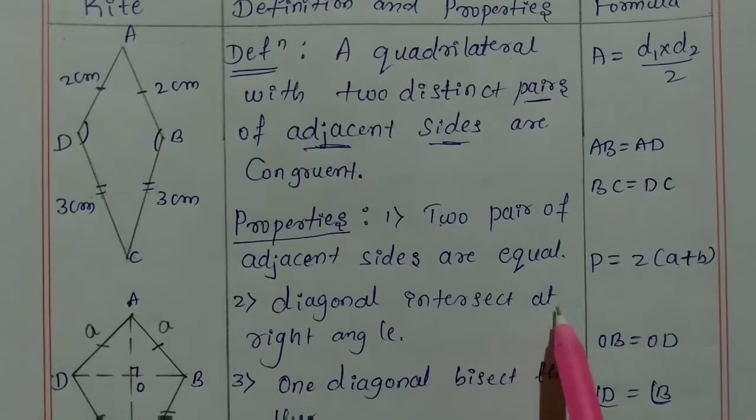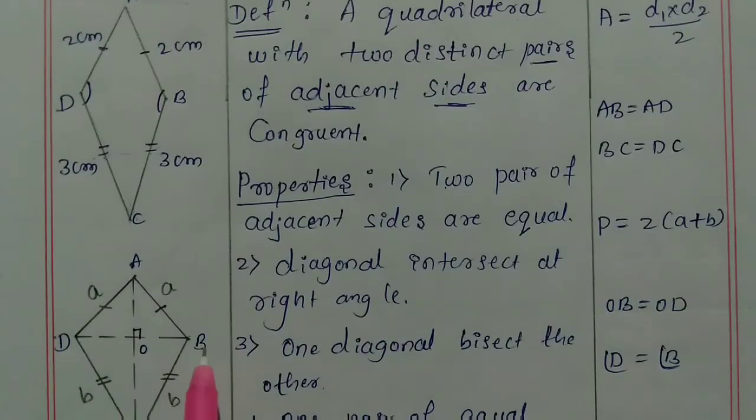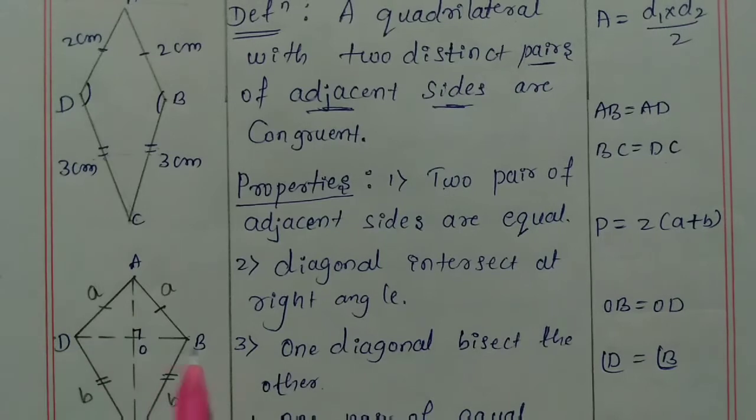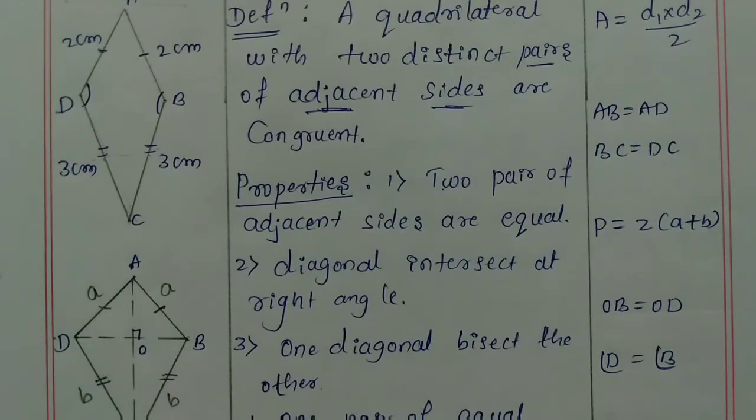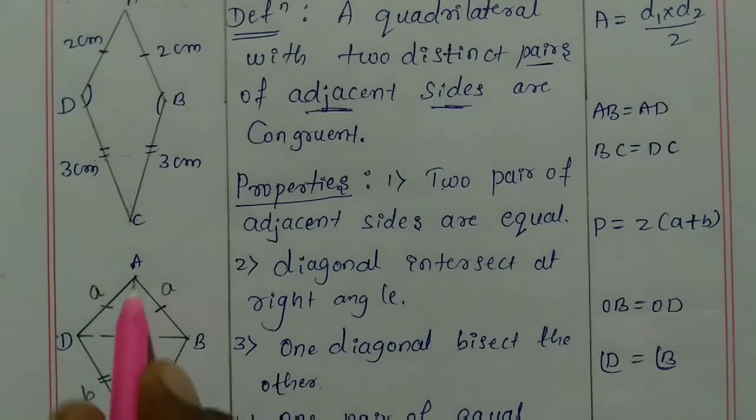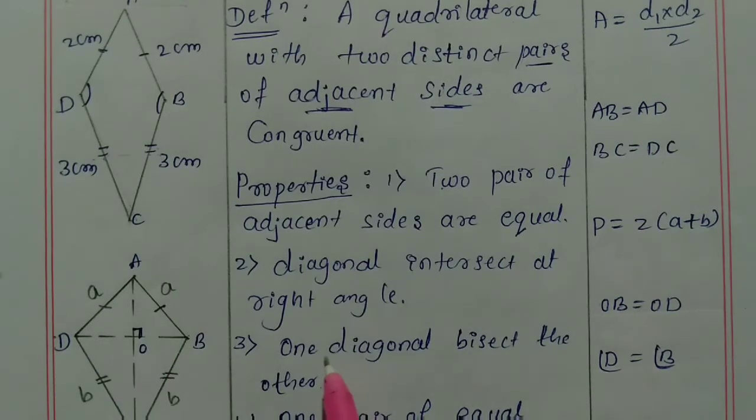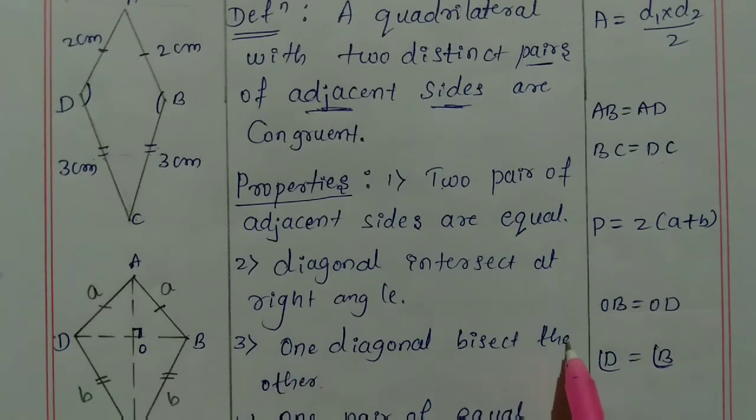Diagonals intersect at a right angle. So here this is one diagonal, BD, and AC is also one diagonal. Okay, these two diagonals intersect at a right angle. It means AO is perpendicular to BD. Right.